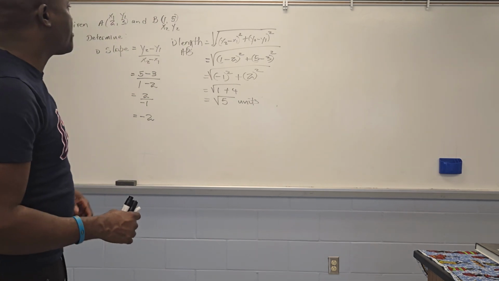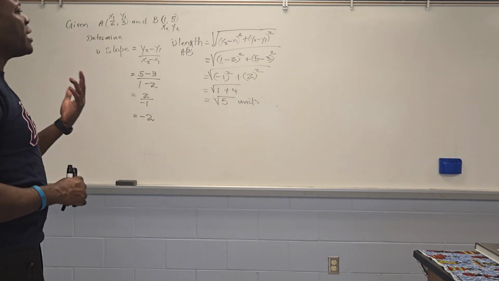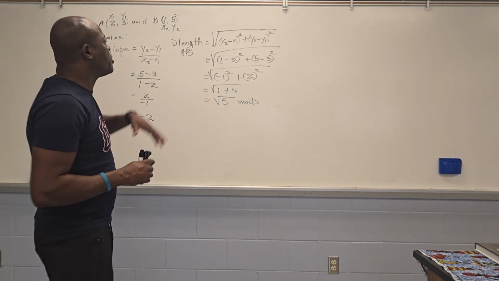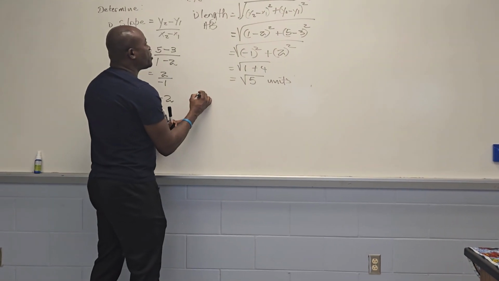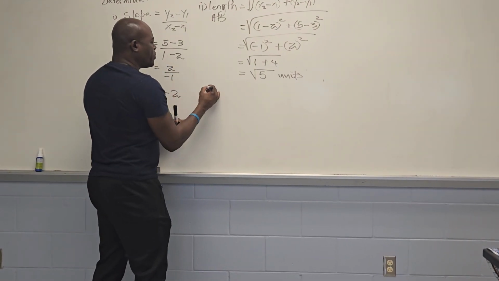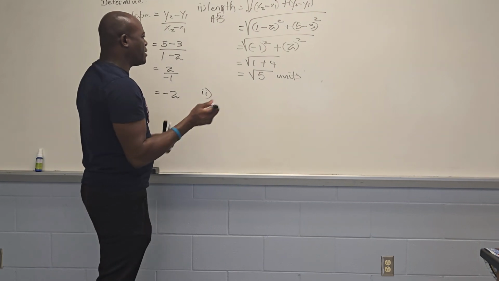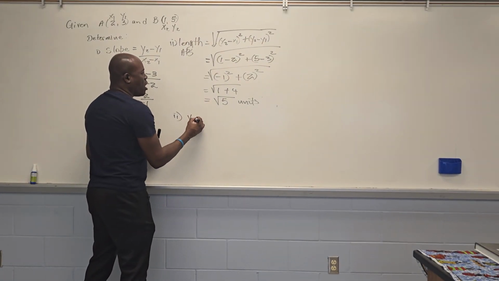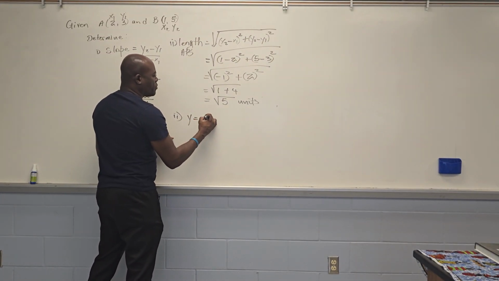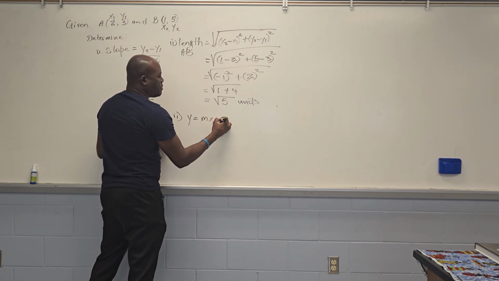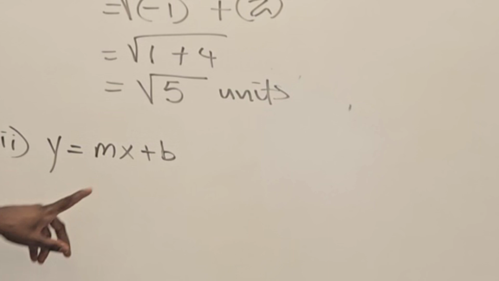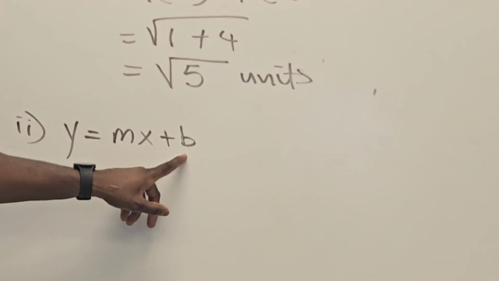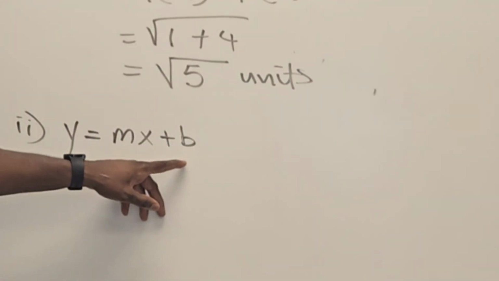Another thing that we can find is we can definitely try to find the equation of this line. So thirdly, we want to find the equation of this line. So let us just see what we can do. In finding the equation of the line, let us say we want to write it in the form y is equal to mx plus b, right? Where m is my slope and b is actually my y-intercept.